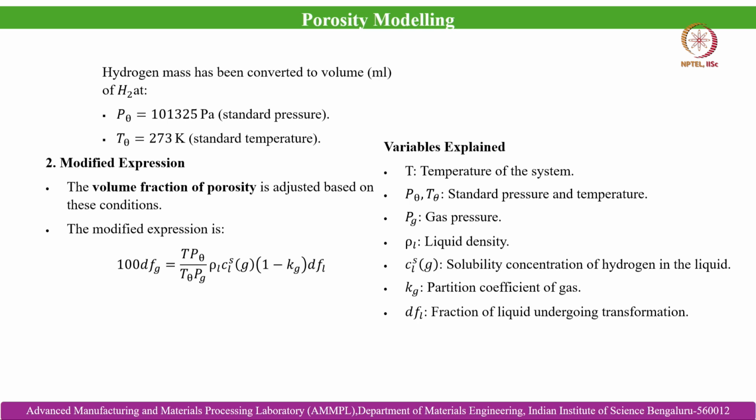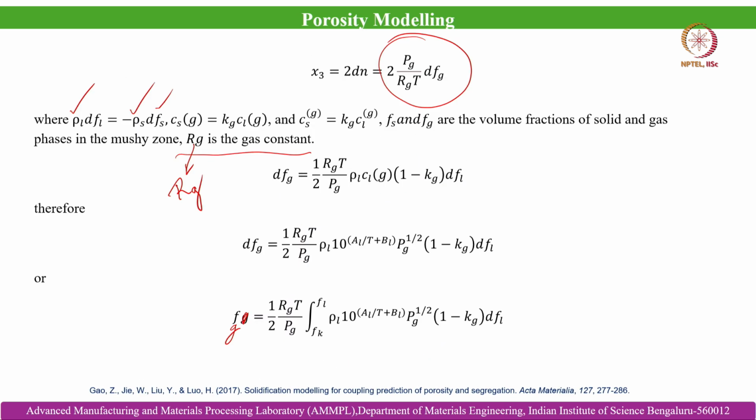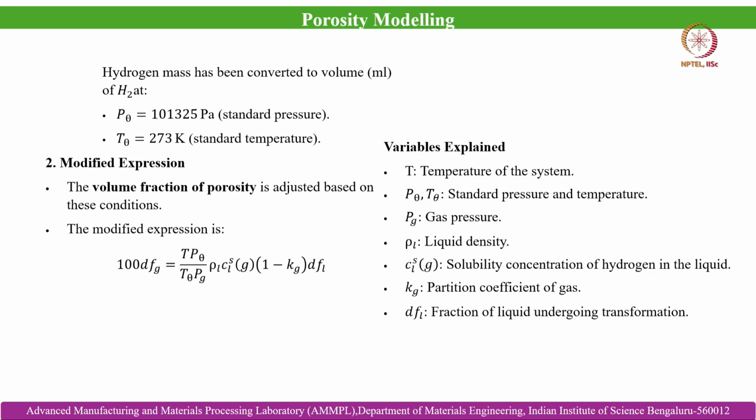So, here we can further modify the expression we have written for DFG. You can see, this is basically the initial expression for DFG. We will see how we can modify it. Here the volume fraction of porosity is adjusted based on the conditions. What are the conditions? That is standard atmospheric pressure, P theta is equal to 101,325 Pascal, and the standard temperature, that is 273 Kelvin, I mean 0 degrees centigrade. So, the volume fraction of porosity is adjusted based on these conditions. The modified expression will be this one.